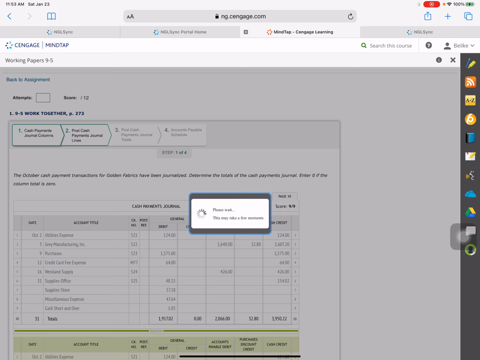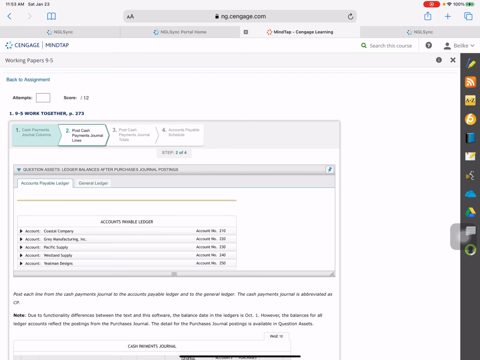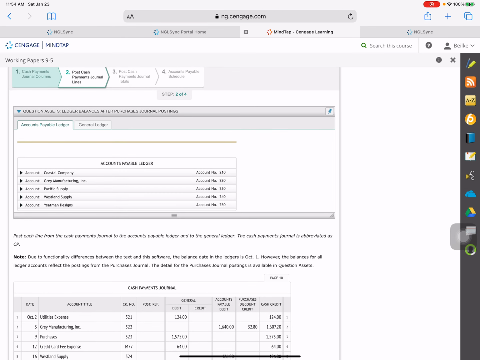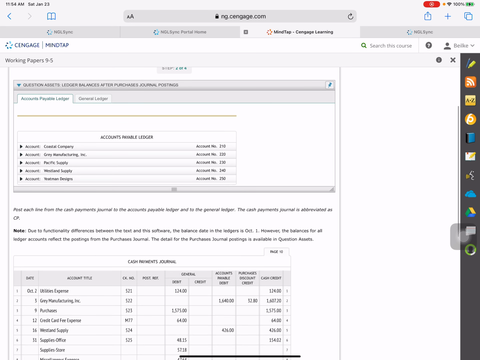Going on to step 2. This says post cash payments journal lines. Okay, so if you look at the instructions here, post each line from the cash payments journal to the accounts payable ledger and to the general ledger. The cash payments journal is abbreviated as CP.